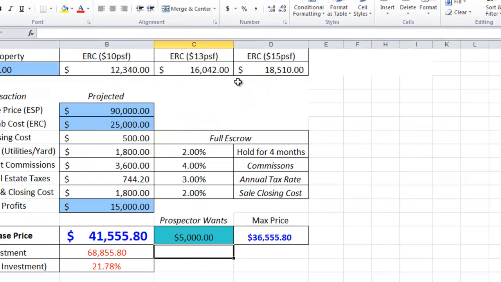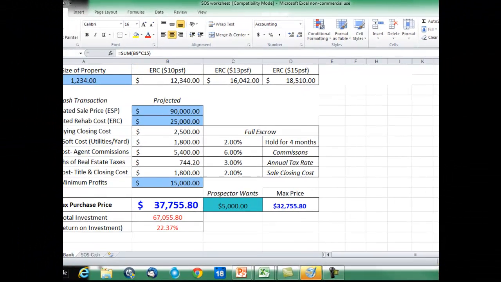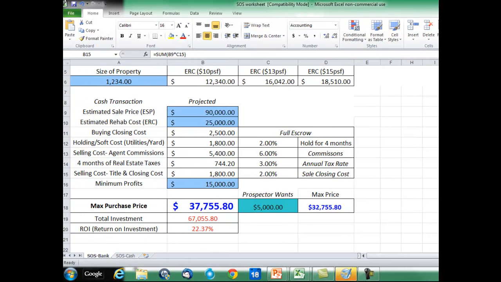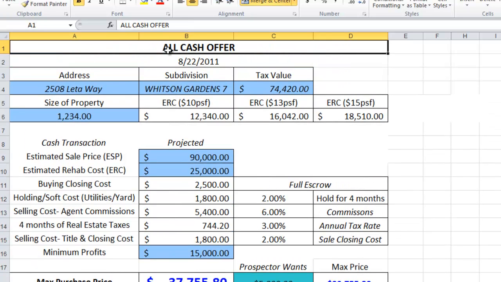So here's the SOS worksheet. Now, there are two different ways to run the numbers. We'll go over the standard SOS that I want you guys to use, and then we'll go over the one if you're trying to submit it to George.